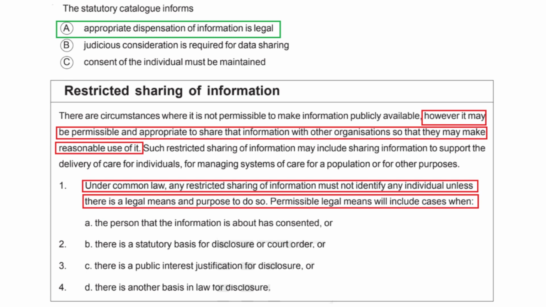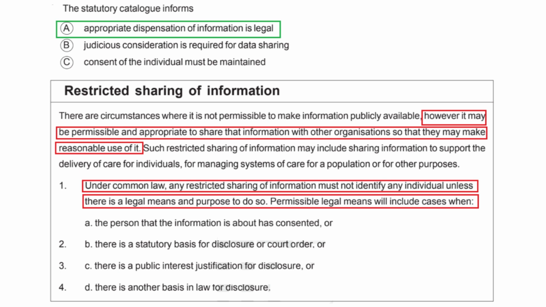B. Judicious consideration is required for data sharing. While judicious consideration is undoubtedly important when sharing data, the provided text focuses more on the legal aspects of sharing information. It emphasizes that information sharing should comply with legal requirements and that specific legal bases are necessary for disclosure. This option, however, does not capture the central theme of the provided text as effectively as option A.